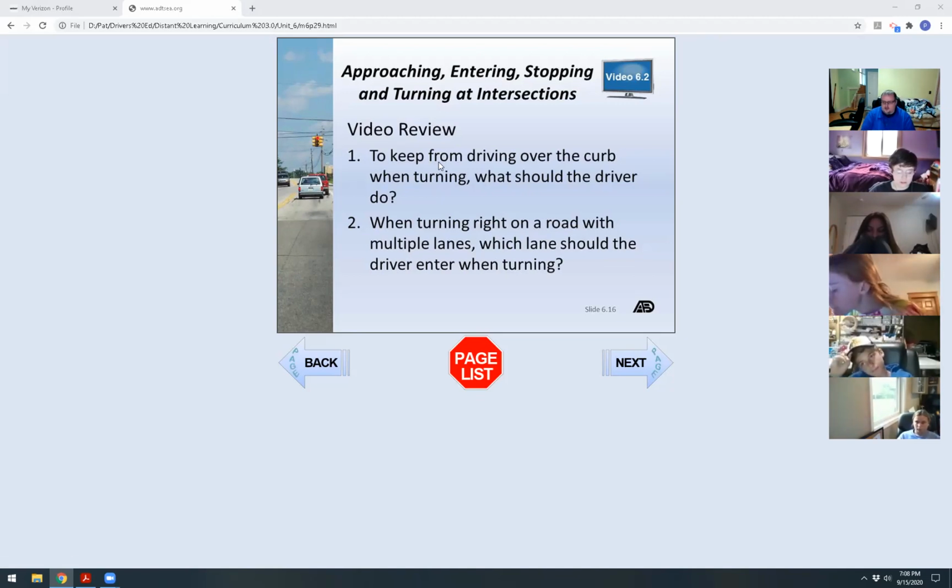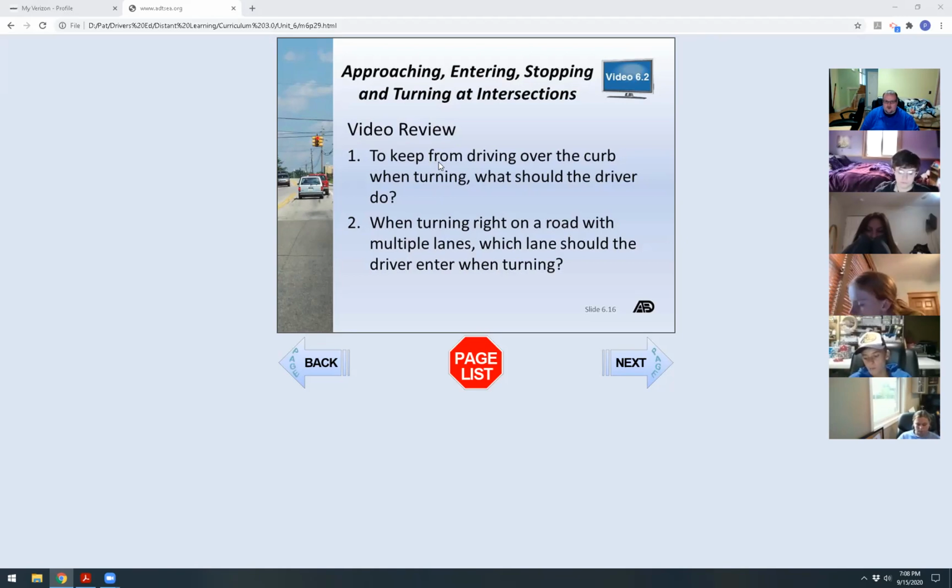Simply put, you should always turn from the lane closest to the direction you're going into the lane closest to the direction you are going. So if we're making a right turn, we're going to start in the rightmost lane, the one next to the curb. It doesn't make sense to be in the left lane and then turn right. You're going to cut everyone off. So that part's pretty easy.